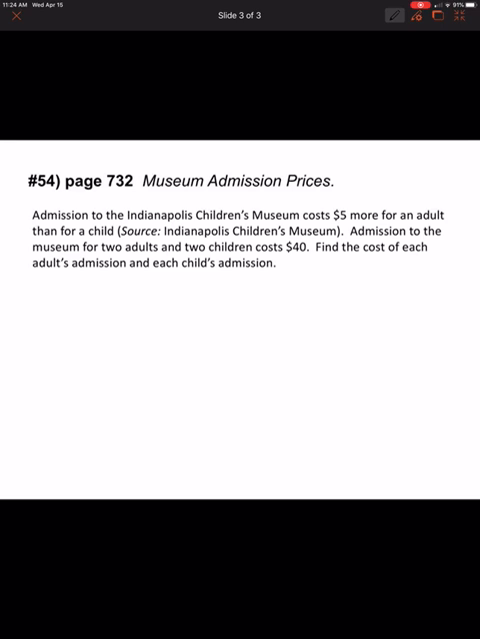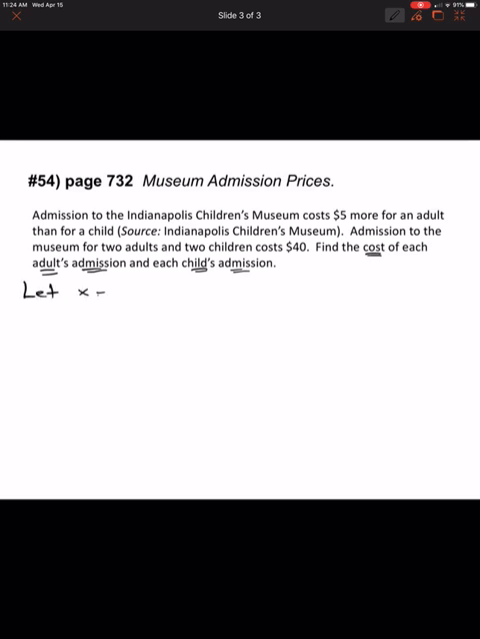Admission to the museum for 2 adults and 2 children costs $40. Find the cost of each adult's admission and each child's admission. So we got 2 unknowns again. So this is another problem that we could set up nicely with a system with 2 variables. So let's go ahead and assign those variables.